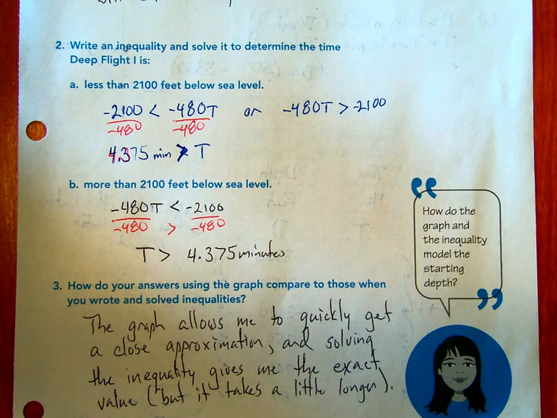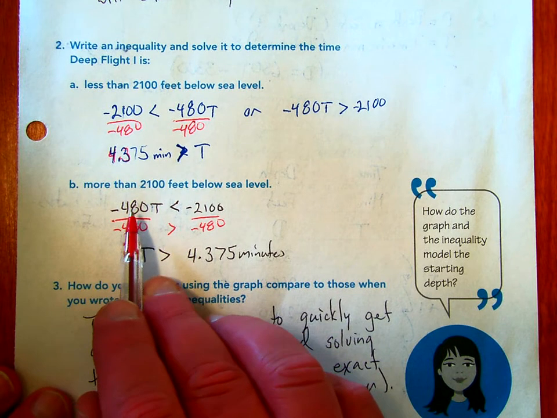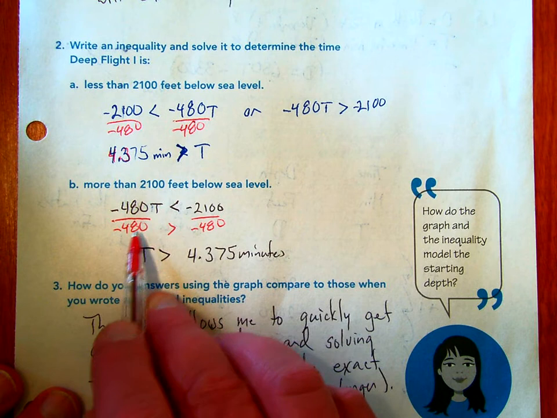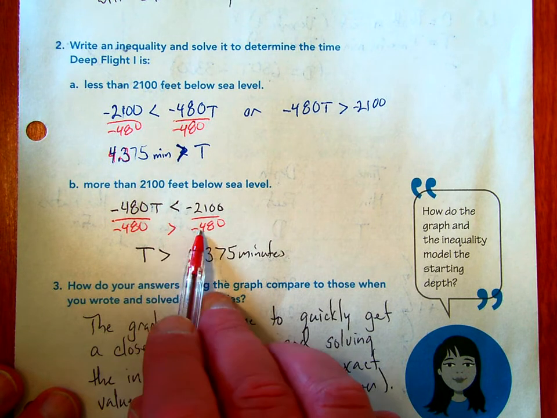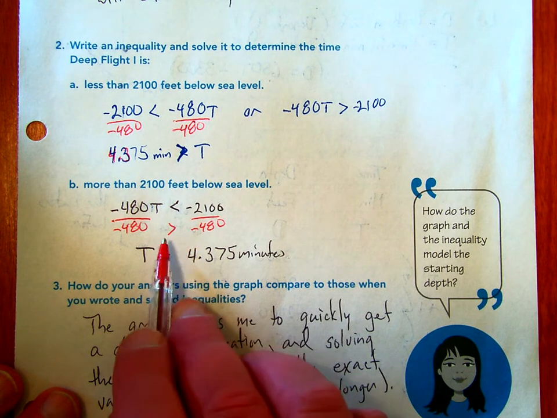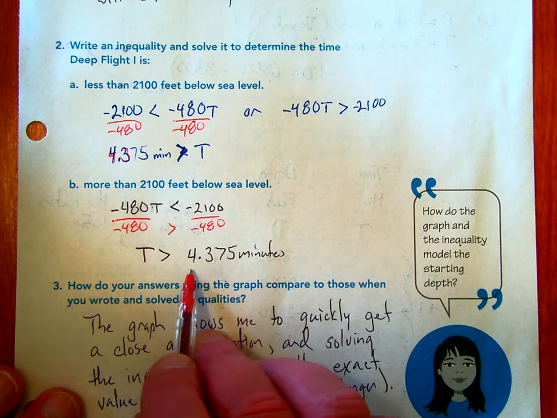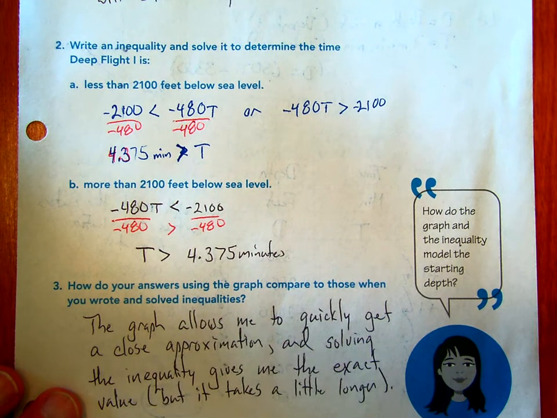If I divide both sides by negative 480, negative divided by negative is positive, 480 divided by 480 is 1. So 1t, again, dividing both sides by a negative flips the inequality sign. It now faces the other direction. So the time is greater than, and I got 4.375 minutes.